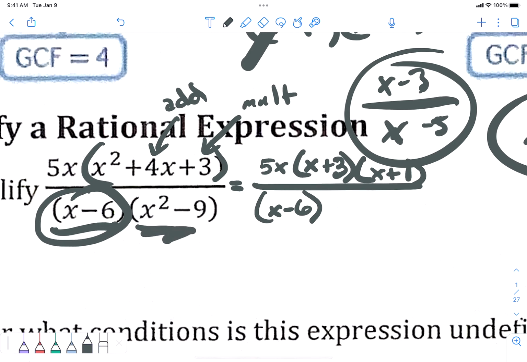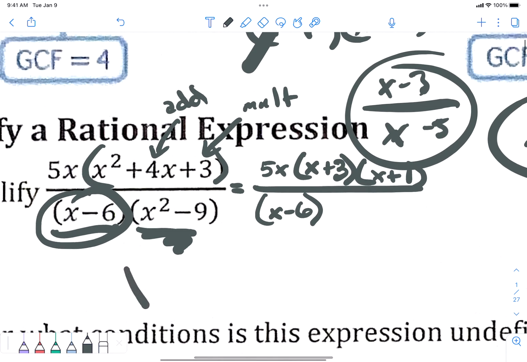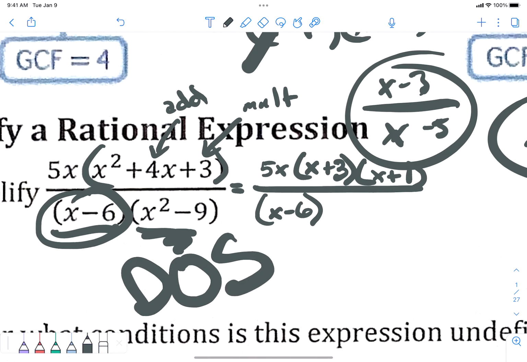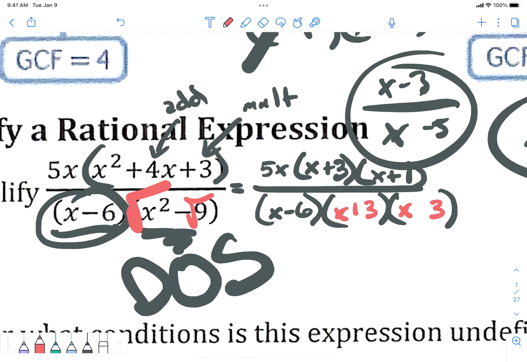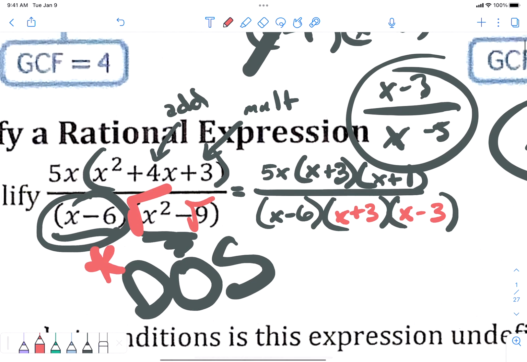What about x squared minus 9? Yes. X plus 3 and x minus 3. That is a greatest common factor? No. DOS. What's DOS stand for? Difference of squares. We're going to break them down as a difference of squares. The square root of x squared is x, so x goes here, x goes here. The square root of 9 is positive and negative 3. One's plus, one's minus. That's how you factor a difference of squares. So that's one thing that we can use to break them down.